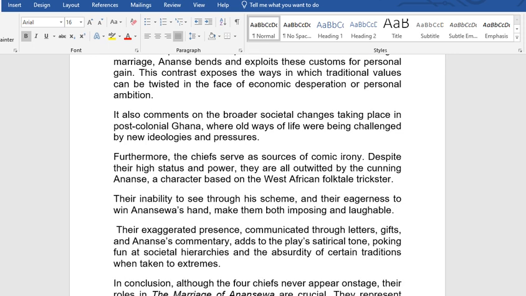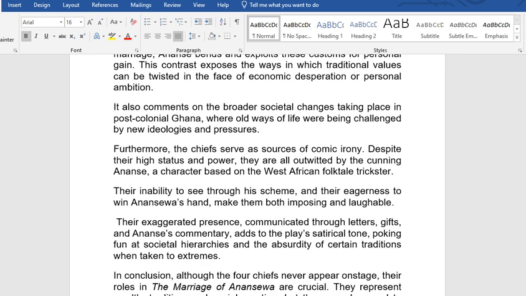Furthermore, the chiefs serve as sources of comic irony. Despite their high status and power, they are all outwitted by the cunning Ananse, a character based on the West African folktale trickster. So through his tricks, he's able to outwit the chiefs. Their inability to see through his scheme and their eagerness to win Anansewa's hand make them both imposing and laughable. There is a sort of comic scene there.